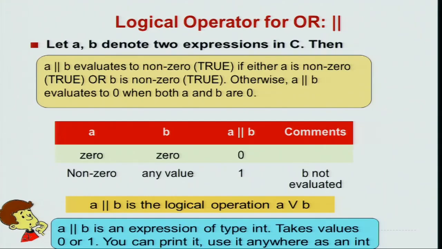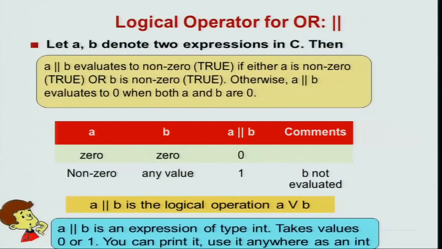If A and B are 0, then the output is 0. If A is non-zero and B is any value, then you already know that the output of A or B is 1. Okay. So, the output is 1 and B will not be evaluated. This is similar to the case of AND. If A was 0 and B was any other value, then you know that the output of AND is 0. Therefore, B will not be evaluated. Similarly, here if A is non-zero, then you know the value is 1. So, B will not be evaluated. Okay. And as before, A or B is of type int.